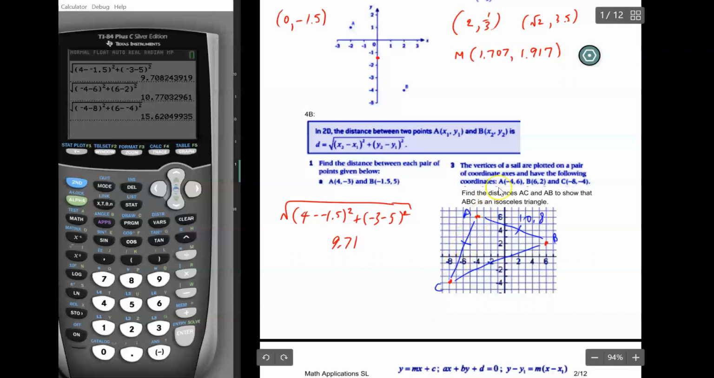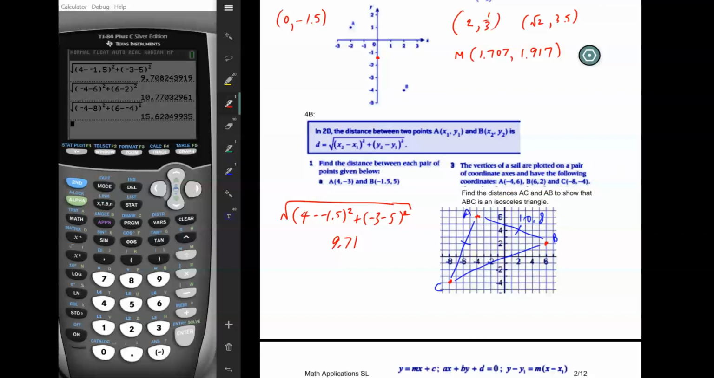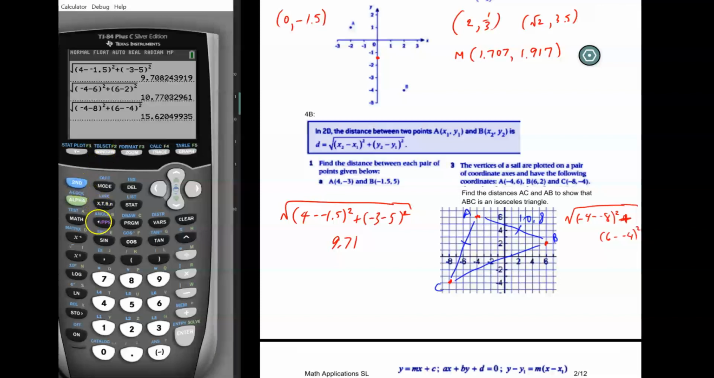Now let's do AC. So AC, since they're not next to each other, I'm going to write out the problem that I want to type in the calculator first. This is a good way to be organized. So I'm going to do square root of negative 4 minus negative 8 squared plus, and the next subtraction is going to be 6 minus negative 4 squared. Okay, and let's type that in the calculator, because I actually typed this in wrong, and this is the second time I'm doing it because I didn't write it down.